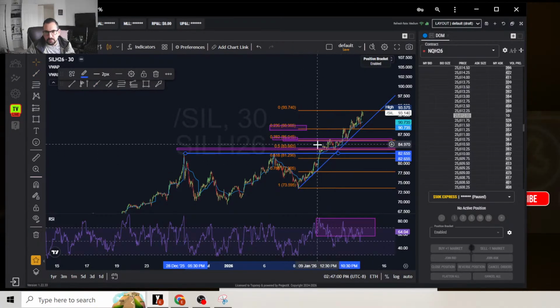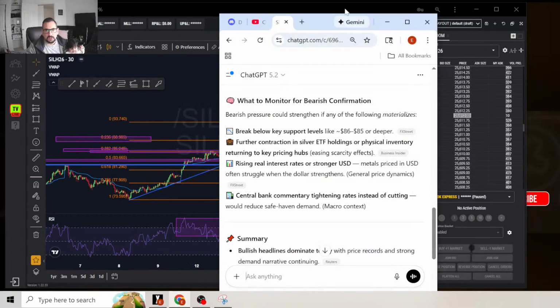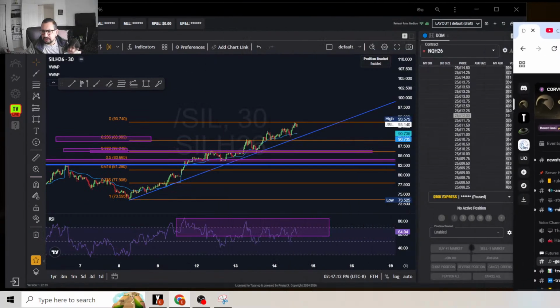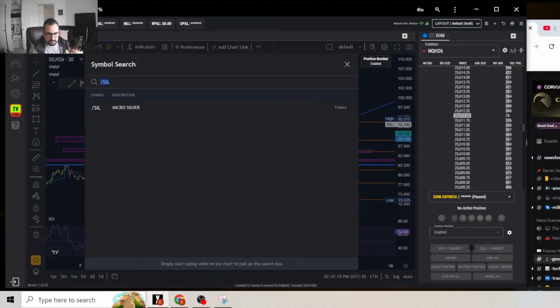So I agree with this 86.85 sentiment. And that was right on par with where we have our retracement level here. So we shall see. Let's go to copper.